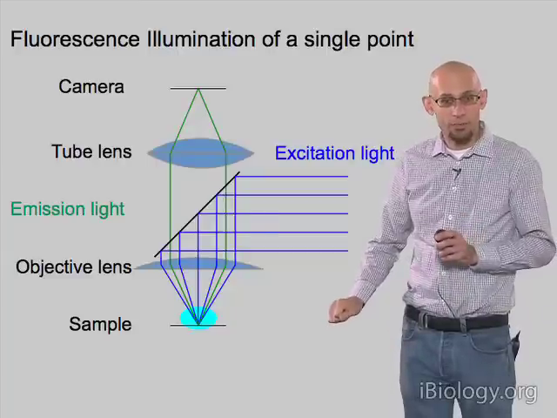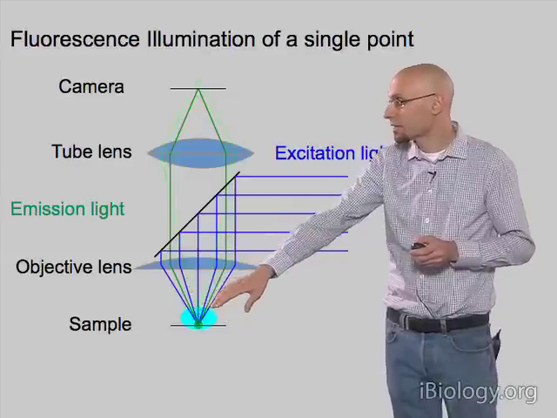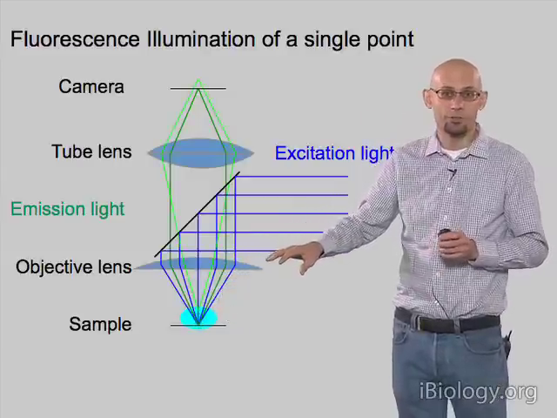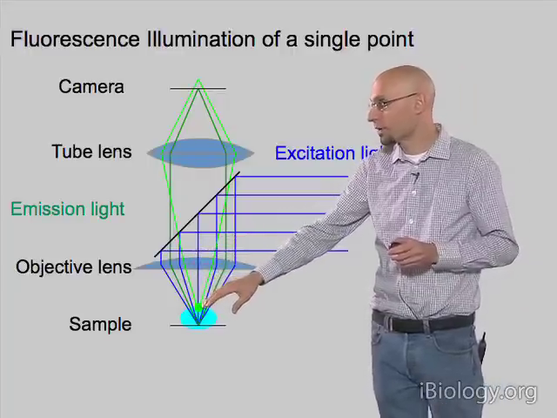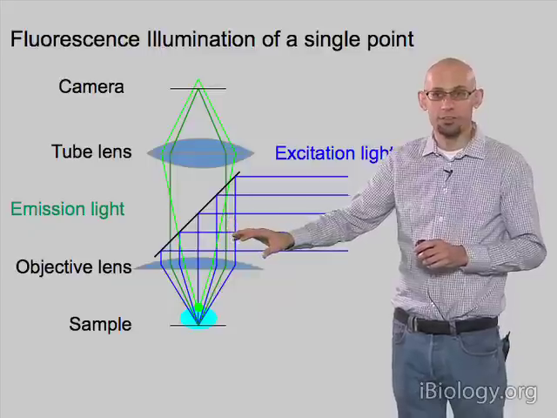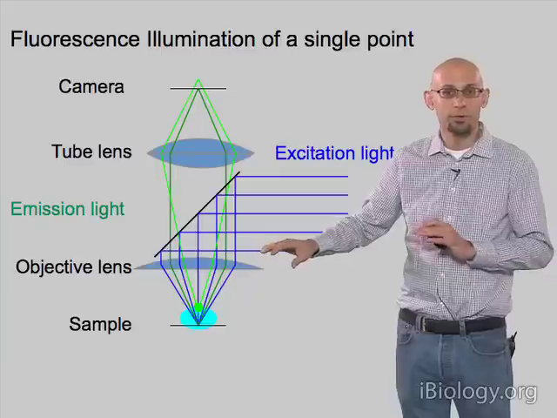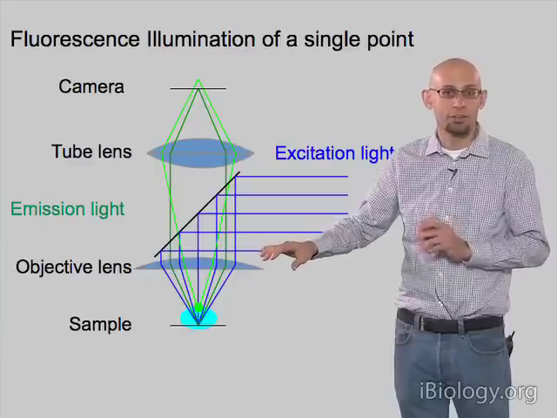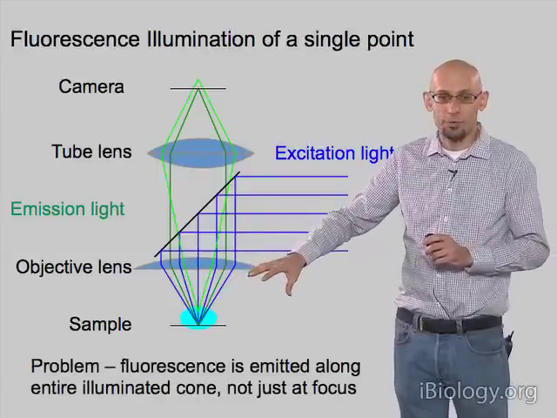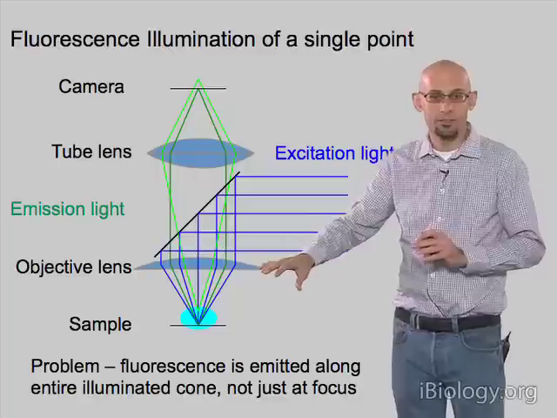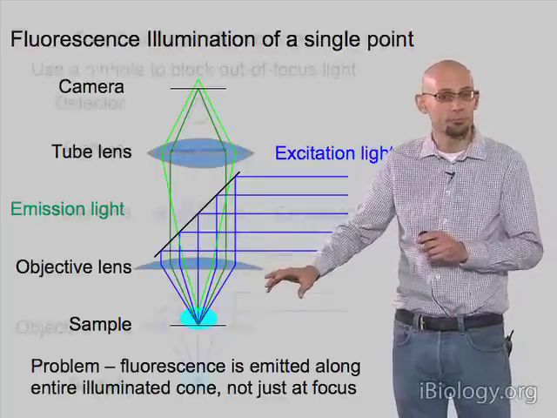So that gives you an image of the fluorescence from the sample, as shown by this green point here. However, you can also have out-of-focus fluorescent light that comes from other regions in the sample, say this region up here, shown by this green point, and that light is not going to be focused onto the camera. It's going to show up as a blurry object superimposed on our in-focus light. And so this will reduce our ability to resolve in-focus objects in the camera. So this is a general problem for epifluorescence microscopy, is that fluorescence is emitted along the entire illuminated cone in the sample, not just from the focus in the sample.